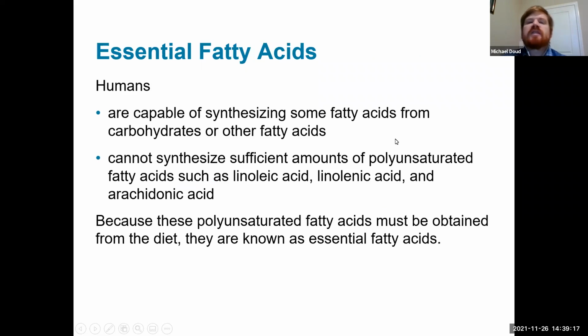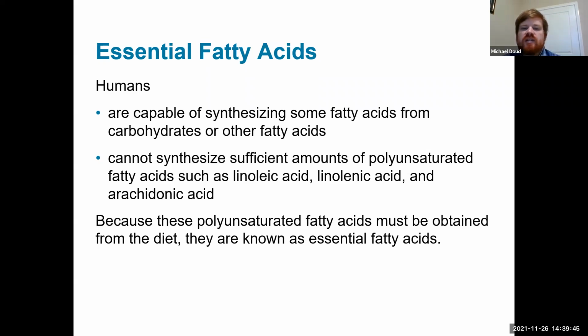Okay, now let's bring up this concept of the essential fatty acid. You've heard of this before with amino acids. There's amino acids and there's essential amino acids. Same thing with fatty acids. We'll talk more about amino acids in the next chapter, but for fatty acids, basically, as humans, we can synthesize some of the fatty acids that we need, either from carbohydrates or from an intake of other fatty acids.